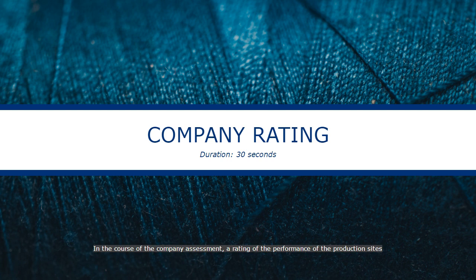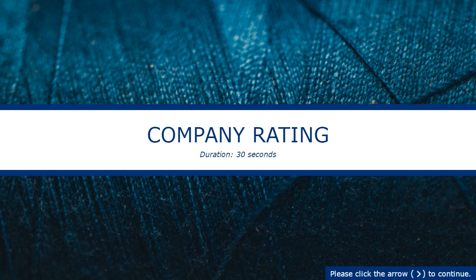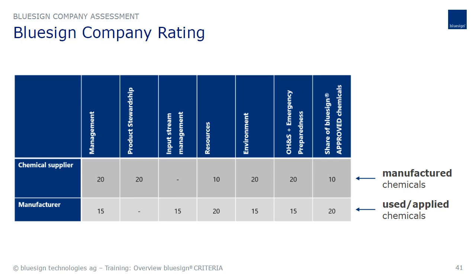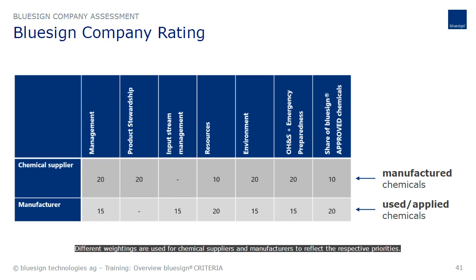In the course of the company assessment, a rating of the performance of the production sites with regard to the Bluesign requirements is conducted. Please click the arrow to continue. The rating covers the following main areas in general: management, product stewardship, input stream management, resources, environment, OH&S and emergency preparedness, and share of Bluesign approved chemicals. Different weightings are used for chemical suppliers and manufacturers to reflect the respective priorities.